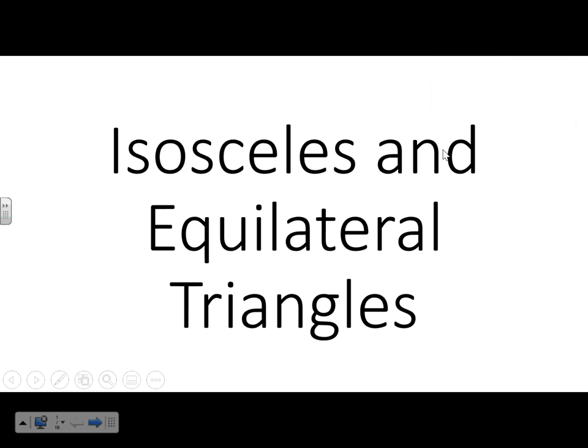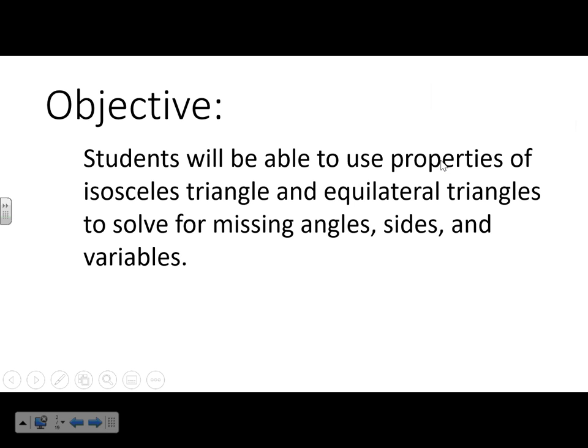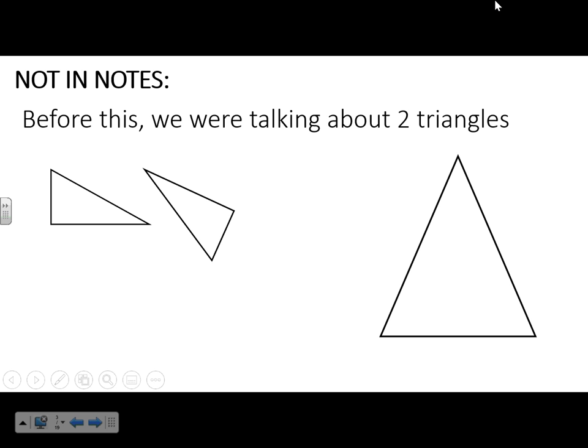This lesson is over isosceles and equilateral triangles. The objective: students will be able to use properties of isosceles triangles and equilateral triangles to solve for missing angles, sides, and variables. So first off, one thing I want to say: before, we were talking about two different triangles.